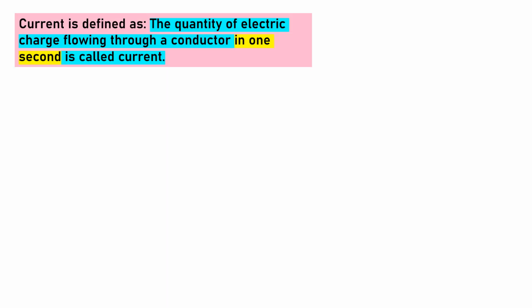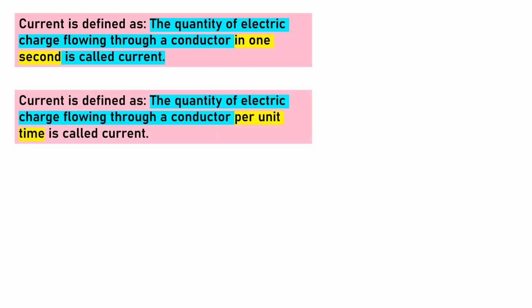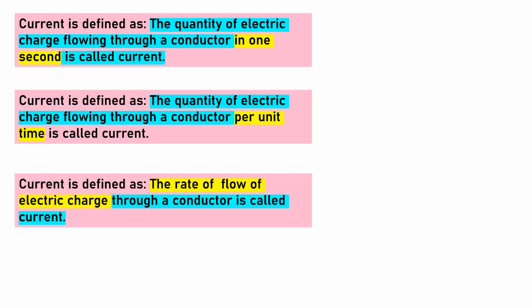Why have we given Q divided by T? Let's look at the definition once again. Current is defined as the quantity of electric charge flowing through a conductor in 1 second. It can also be defined as the quantity of electric charge flowing through a conductor per unit time. Again, we can write it as the rate of flow of electric charge through a conductor is called current. So many definitions, but all these things tell us the same thing.